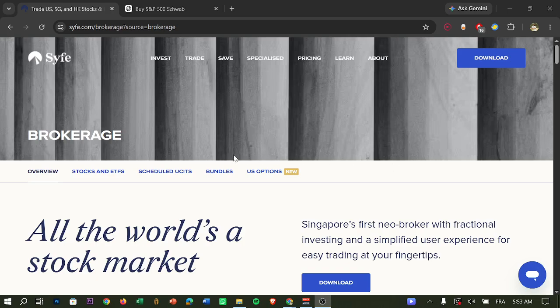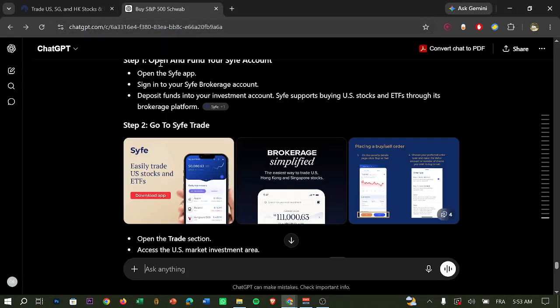If you don't already have an account, create a Syfe Trade account, complete identity verification, personal information, and account setup, and then you have to fund your account. So open the Syfe app, sign into your Syfe broker account, and deposit funds into your investment account. Syfe supports buying US stocks and ETFs through its brokerage platform.